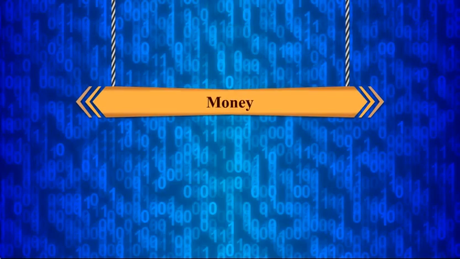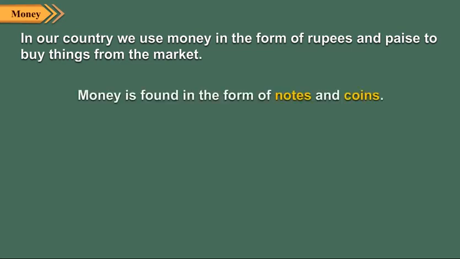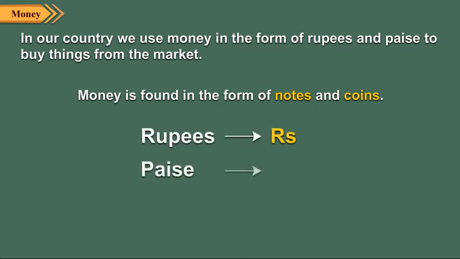Money. In our country, we use money in the form of rupees and paise to buy things from the market. Money is found in the form of notes and coins. In short, rupees is written as RS and paise as P. The symbol for rupees is this.